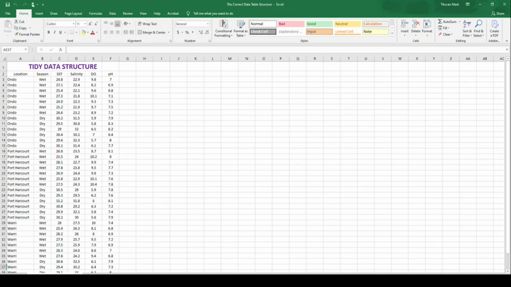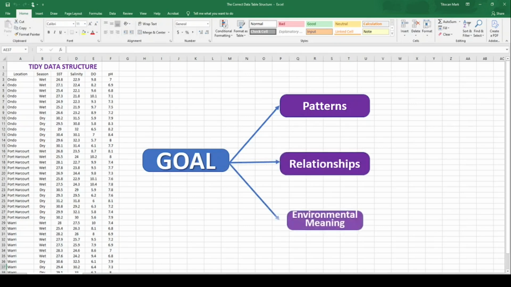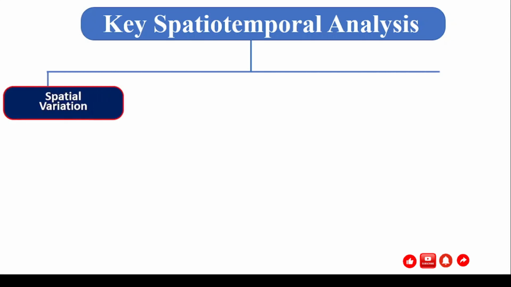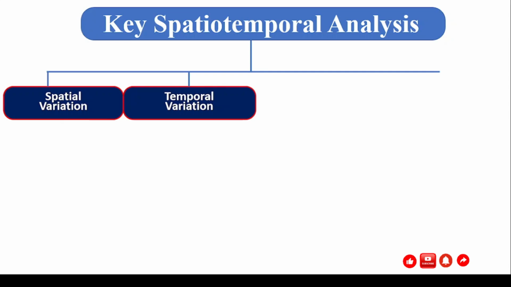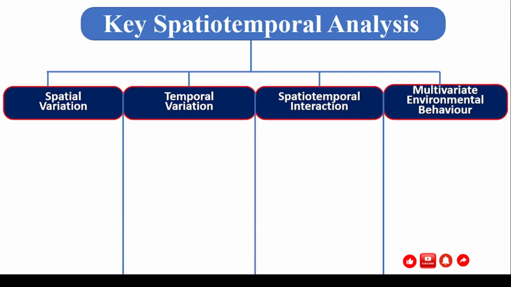At this stage, your goal is to extract patterns, relationships, and environmental meaning from your data, which accounts for key spatiotemporal analysis such as spatial variation, temporal variation, spatiotemporal interaction, and multivariate environmental behavior. Now, let's identify the key types of analysis you can perform with this type of data structure for spatiotemporal analysis. For spatial variation, which is location effect, you can perform the following.